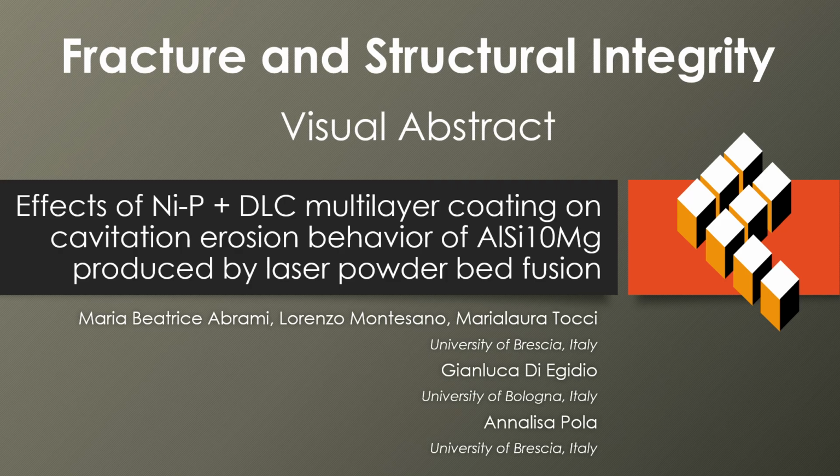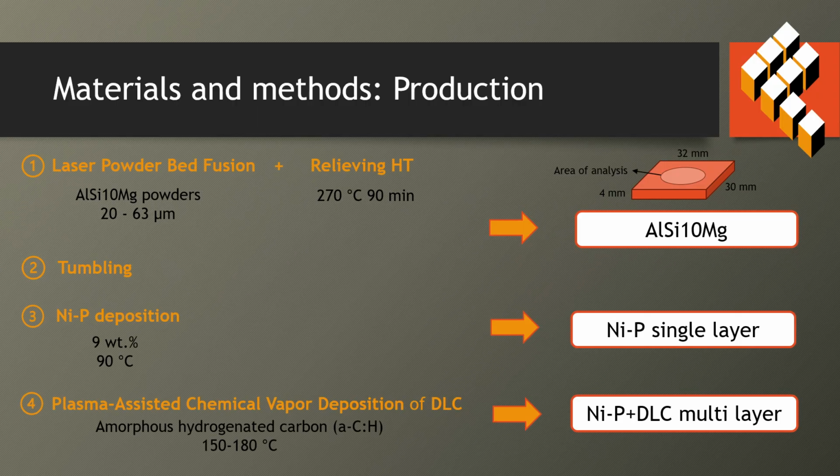The aim of the present work was to characterize the cavitation erosion behavior of aluminum silicon 10 magnesium alloy produced by laser powder bed fusion, coated with a multilayer consisting of electroless nickel phosphorus and diamond-like carbon. For this purpose, aluminum silicon 10 magnesium plates were produced through laser powder bed fusion.